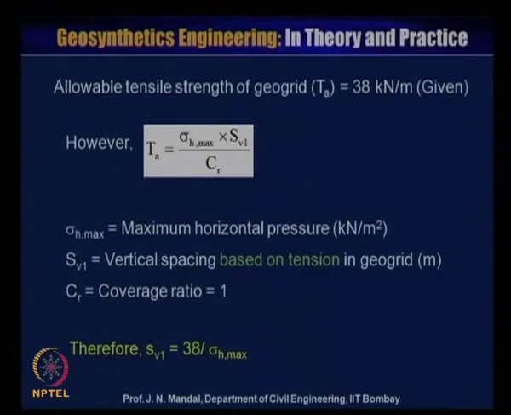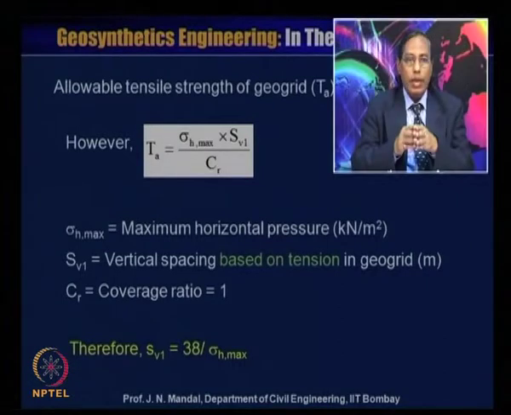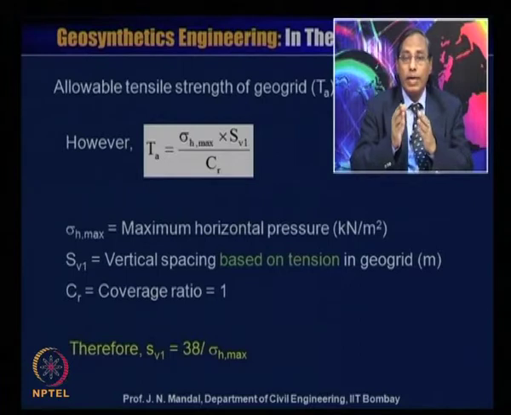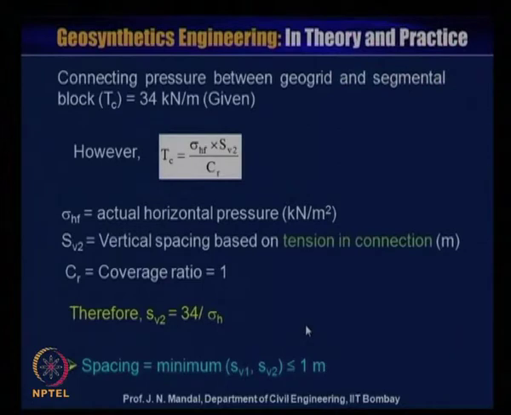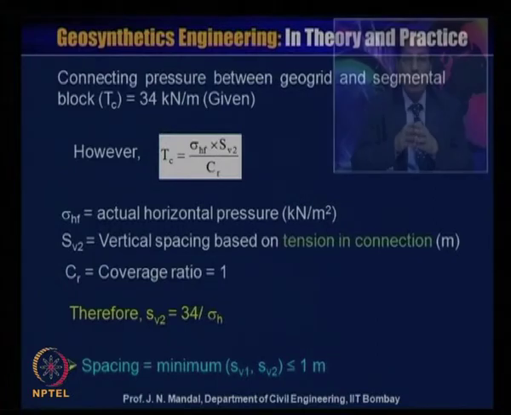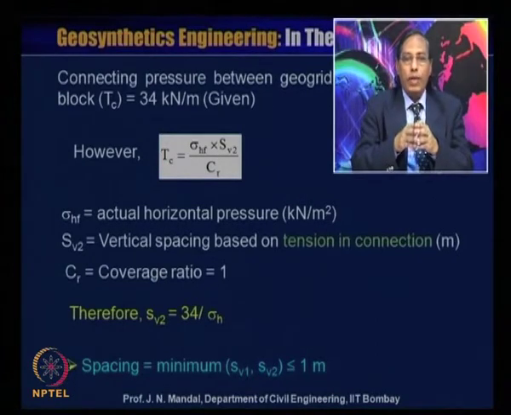Now, sigma H maximum is the maximum horizontal pressure in kilonewton per meter square, SB1 is the vertical spacing based on the tension in the geogrid in meter, and CR is the coverage ratio. Here the coverage ratio is equal to 1. Therefore, SB1 will be equal to 38 divided by sigma H maximum. Next, the connecting pressure between the geogrid and the segmental block, that is TC, is given as 34 kilonewton per meter. However, TC is equal to sigma HF into SB2 divided by CR.